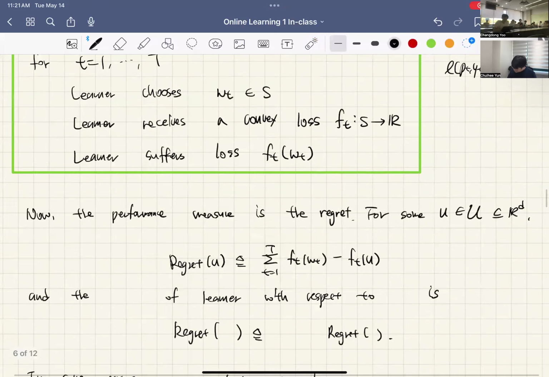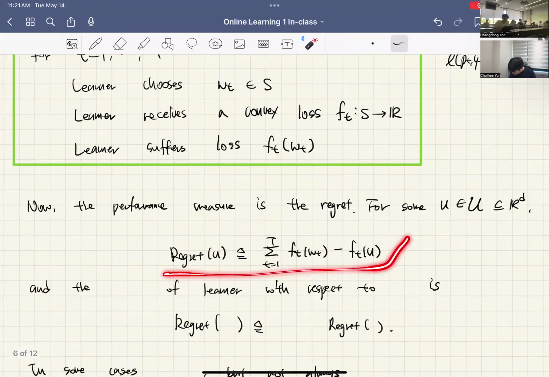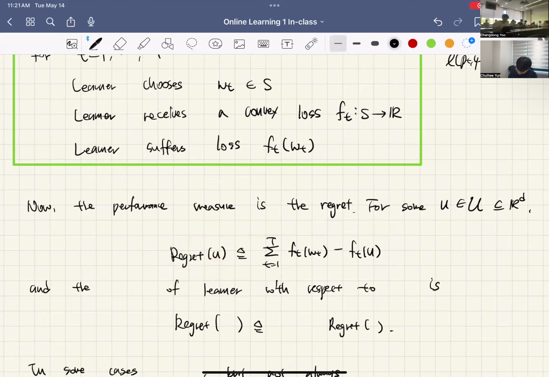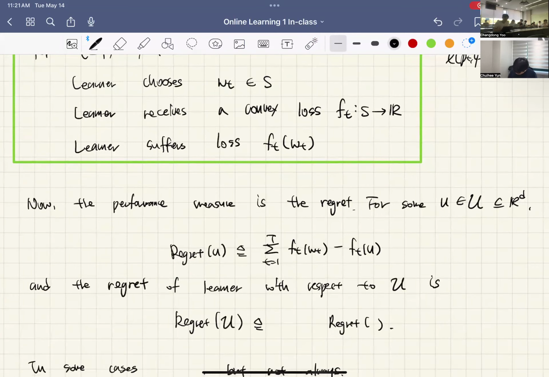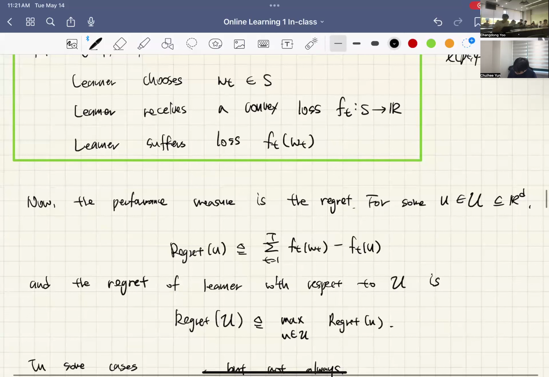Since this regret is for a single reference vector, we also want to define the regret with respect to the entire set of different hypotheses or vectors. So the regret with respect to the large U is naturally defined as the maximum of the regret over the individual vectors u.